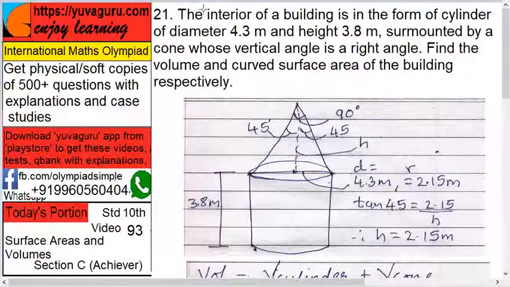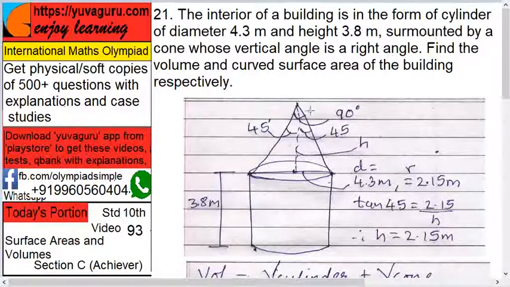The interior of a building is in the form of a cylinder of diameter 4.3 meters and height 3.8 meters, surmounted by a cone whose vertical angle is a right angle. Find the volume and the curved surface area of the building respectively.